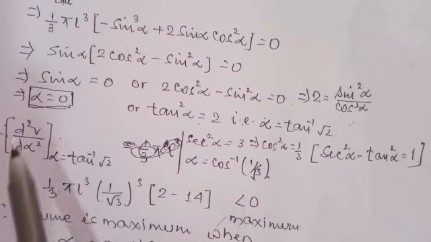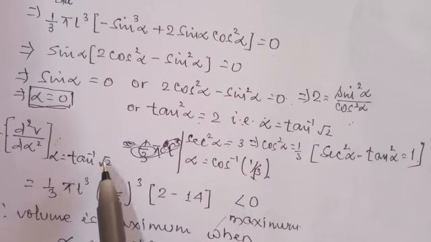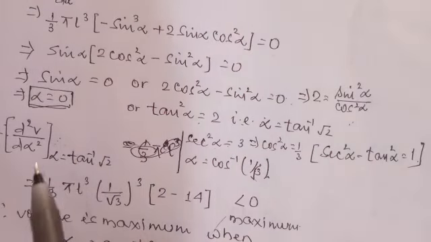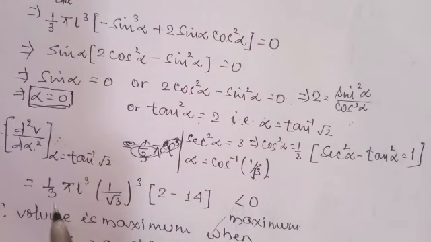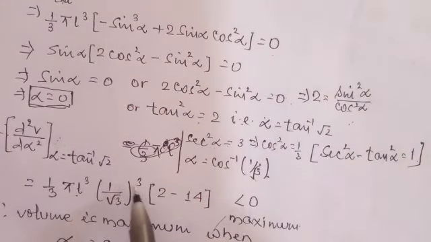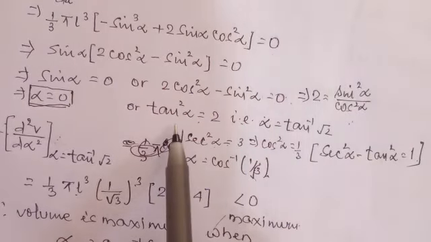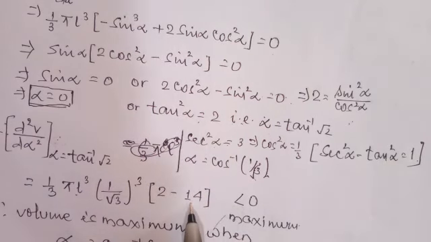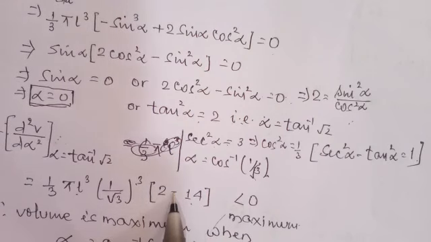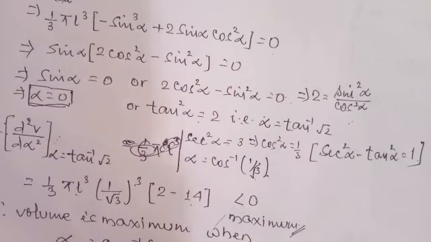So d2v by d alpha square at alpha equal to tan inverse root 2. Put this value in equation 2. It should be 1 by 3 pi l cube into cos cube alpha, meaning 1 by root 3 cube, into 2 minus 7 tan square alpha. 7 into 2, that is 14. 2 minus 14 is minus 12. Minus 12 is less than 0. So we will get maximum volume.